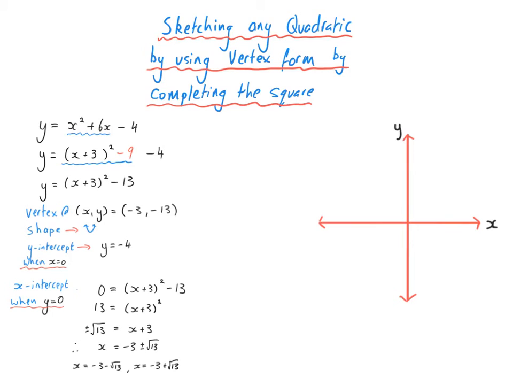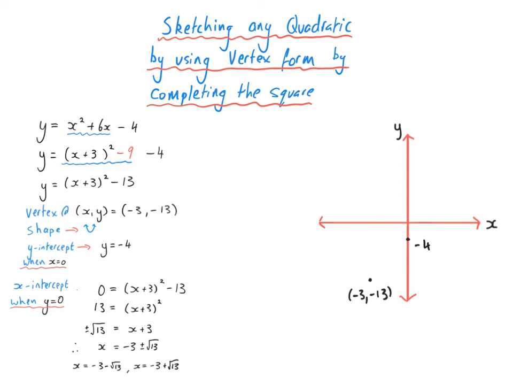So first I'll locate my turning point, minus 3, minus 13, perhaps here. Next my y-intercept of minus 4. So I can see here that one of my x-intercepts is going to be negative and one of them is going to be positive. Looking back down at my x-intercepts, minus 3 plus root 13 is a positive number because remember the square root of 13 is bigger than the square root of 9, which is 3, so definitely a positive value. So we can put both of these values on the graph.